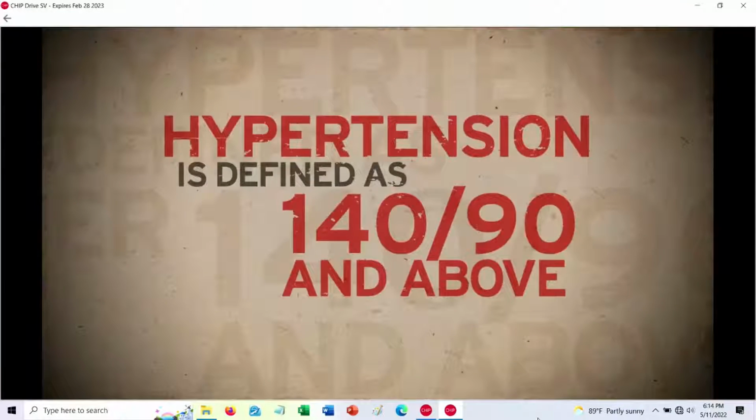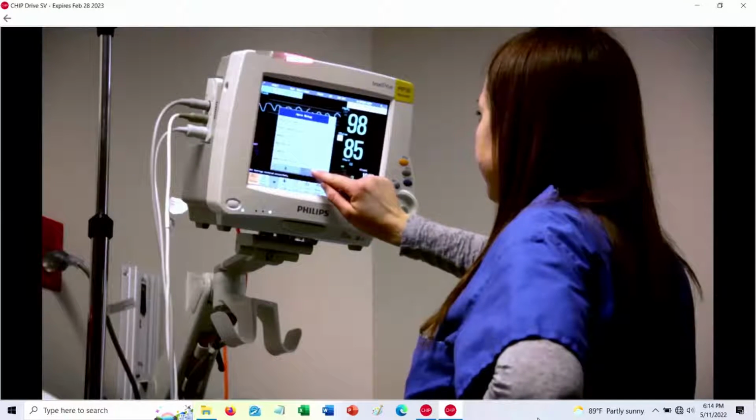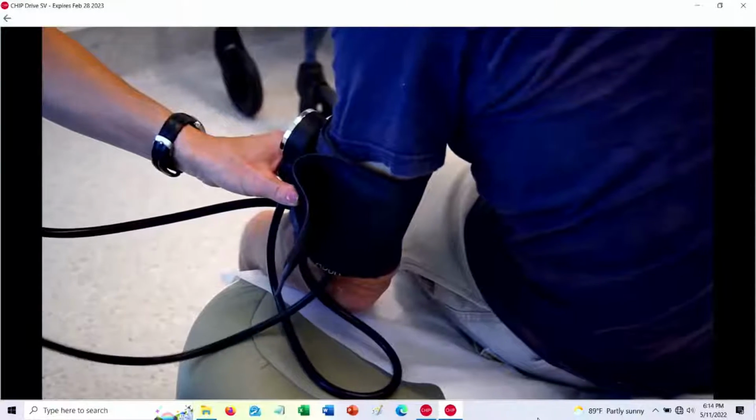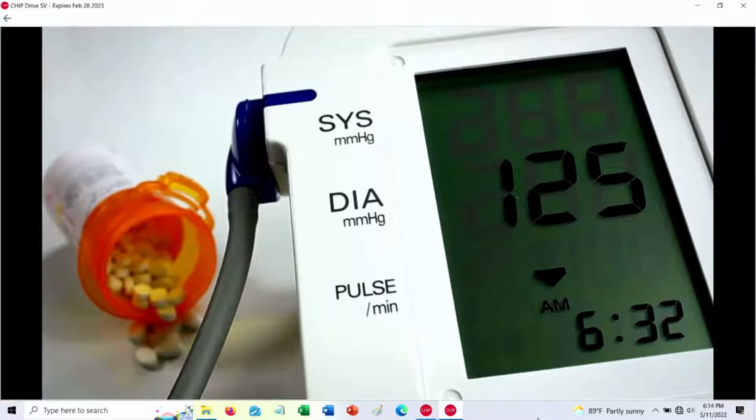Well, hypertension is really best defined on several readings at 140/90 and above. So anything above 140/90 is hypertension. It can be either number or both numbers, the systolic or the diastolic number. If one is at the level or higher, the definition kicks in.